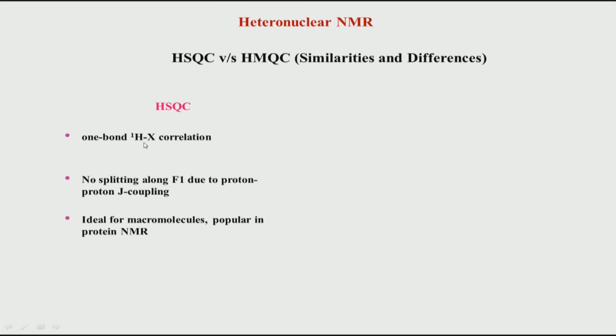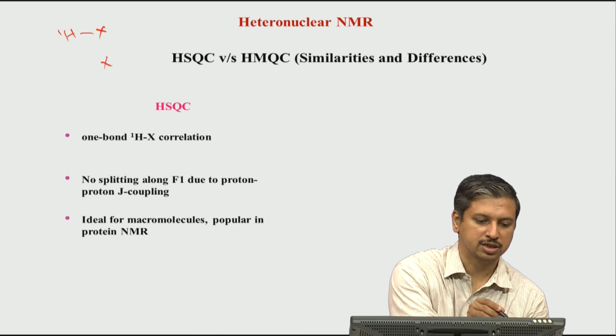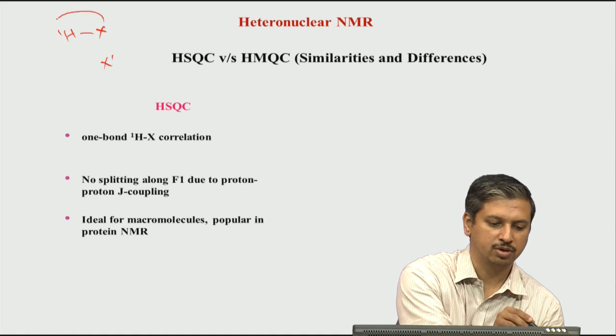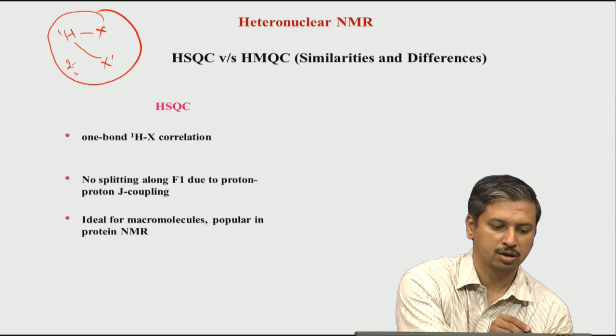If you tune it to a different coupling value, suppose there is one more X and you tune it to that coupling. Let me make it more clear by drawing a schematic here. Let us say I have a hydrogen coupled to X, and down the line there is one more X prime in the molecule, connected by, let us say, 2 bonds, and this is 1 bond.